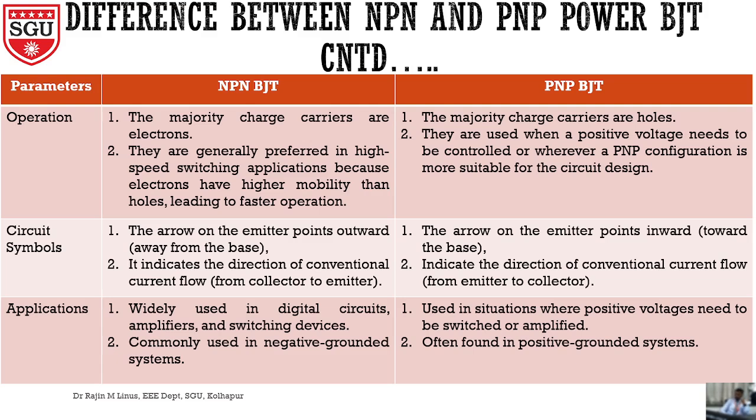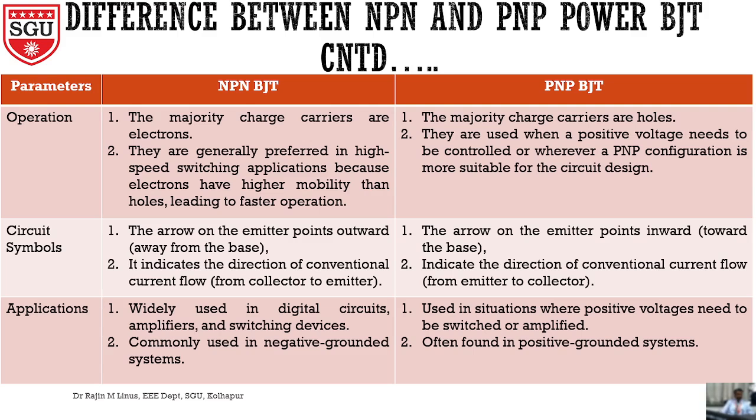At the same time, PNP transistors are used when positive voltage needs to be controlled, and wherever the PNP configuration is suitable for the circuit design. For that purpose only, the PNP transistor will be used. In a nutshell, we can say the NPN transistor is majorly used because the mobility of electrons is good and it is fast acting, so it is used for high switching speed applications. Then circuit symbols, which we have already studied.